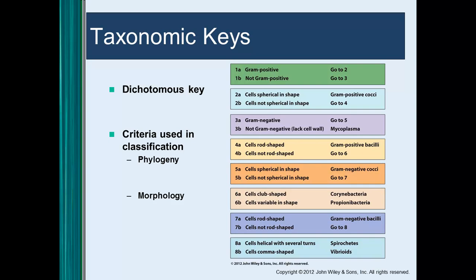To begin, for example, you might start with an organism by identifying it through a gram stain. Is it gram-positive or not gram-positive? This will tell you where to go. Let's pretend that your organism has stained as gram-positive. We'll go then to step 2.